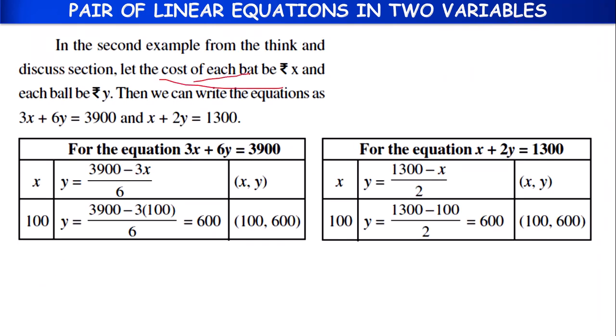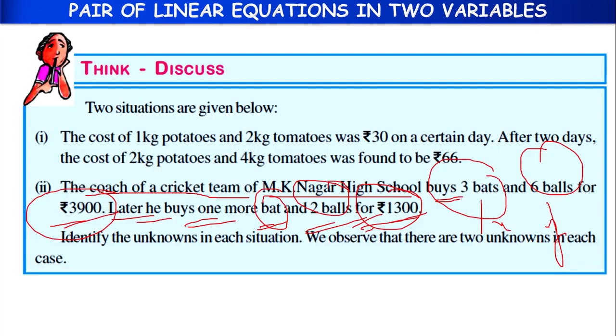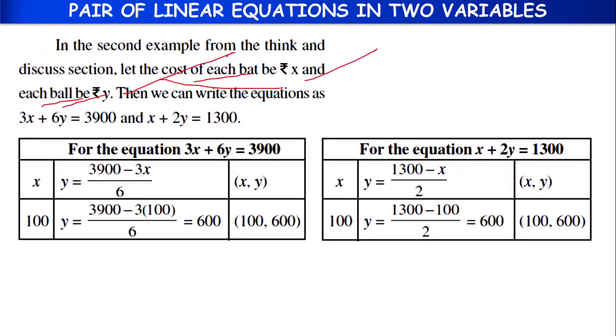Let the cost of each bat be X and each ball be Y. The coach has bought 3 bats and 6 balls for rupees 3900. Based on the given situation, we get these two equations. This is the first time items purchased. These are the items purchased next time.